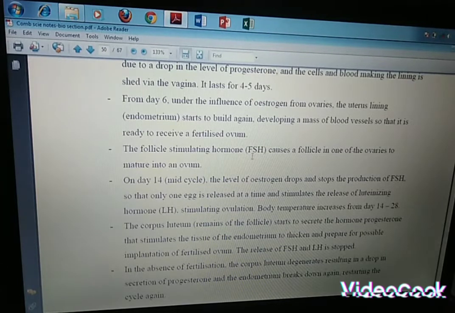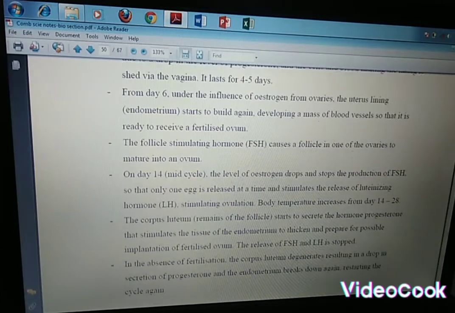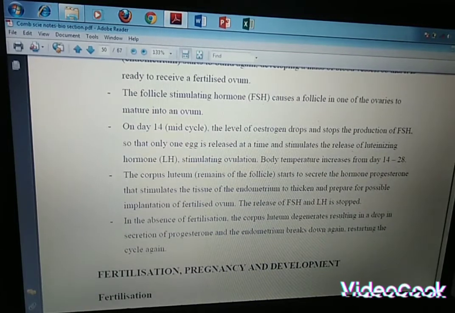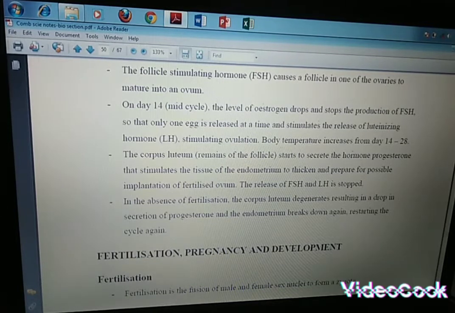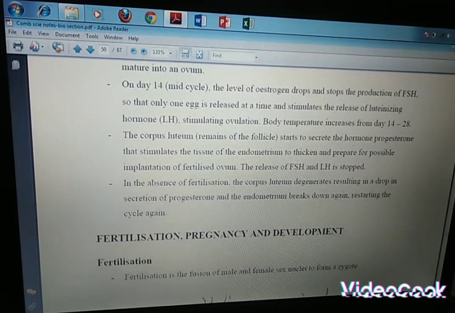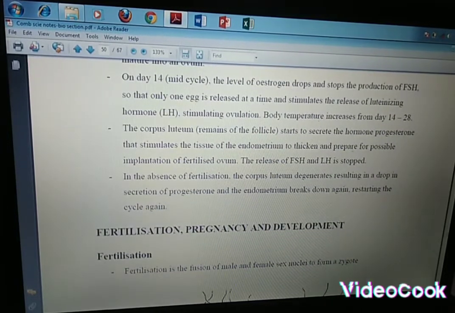What it does is it causes a follicle in one of the ovaries to mature into an ovum. We have a lot of eggs, we have a lot of ova, but this follicle stimulating hormone will stimulate one of them. They're not just going to develop all at the same time and be released at the same time. No, it's one every month, right? So when one follicle is developed on day number 14, that's your mid-cycle, right?